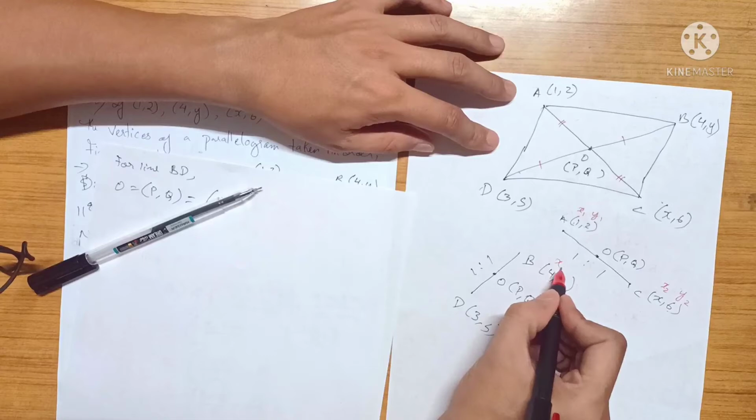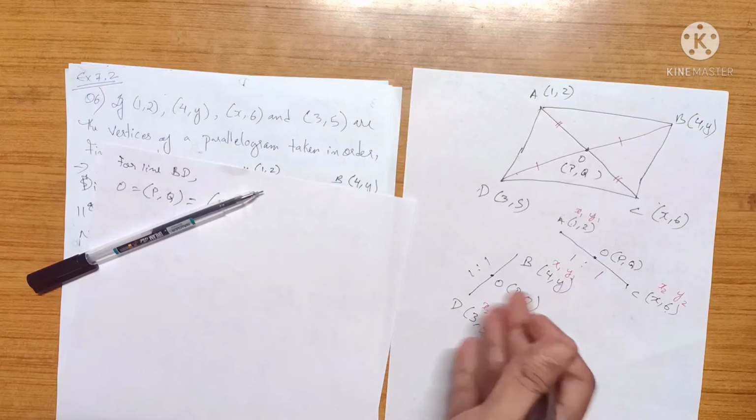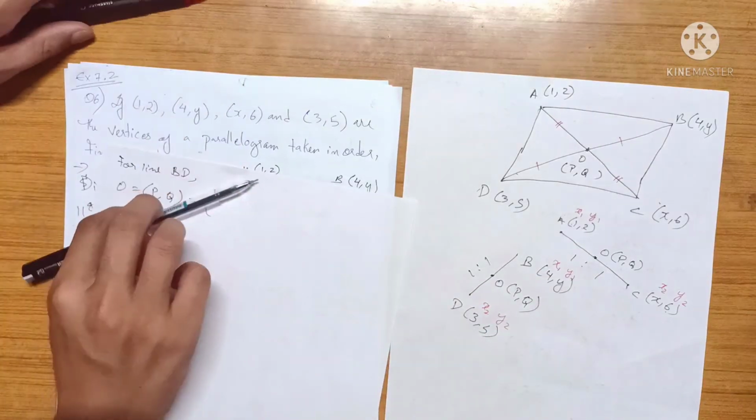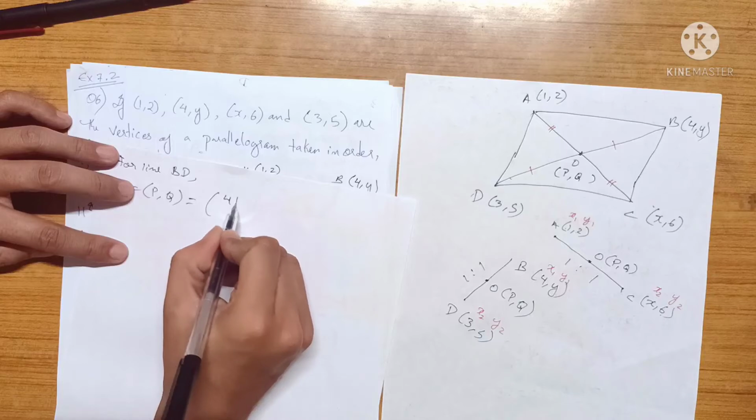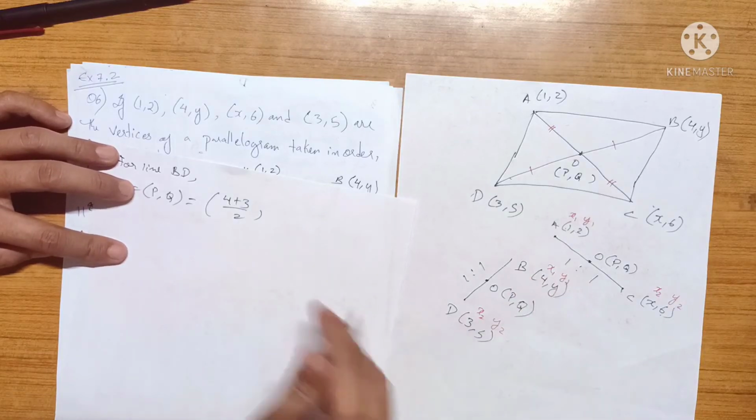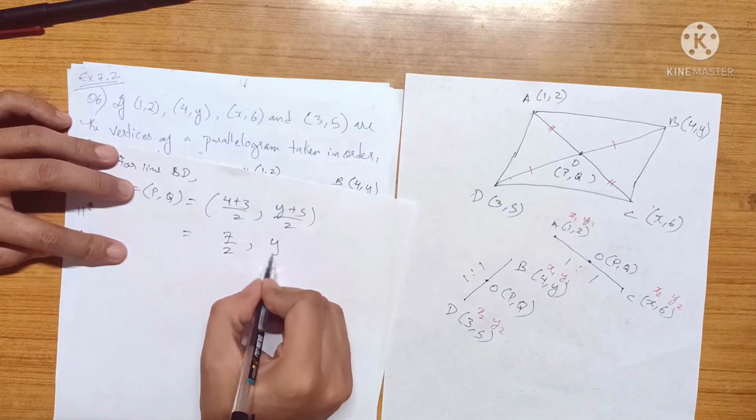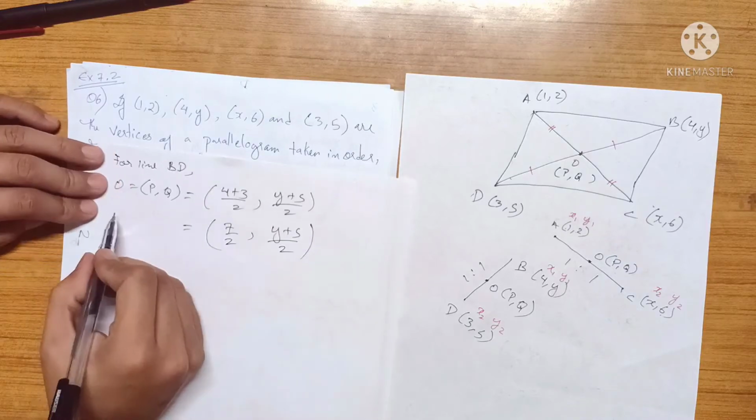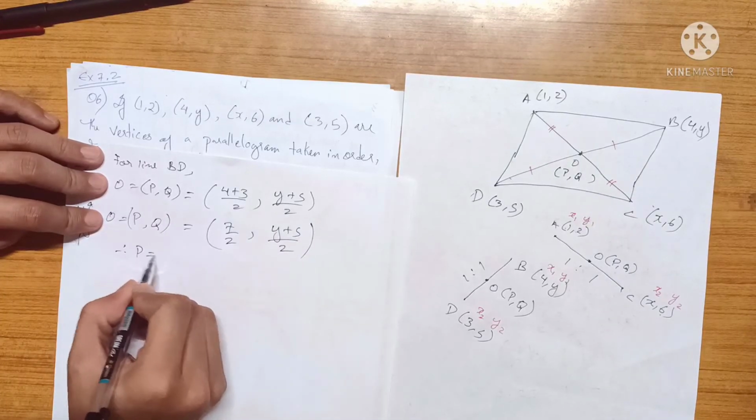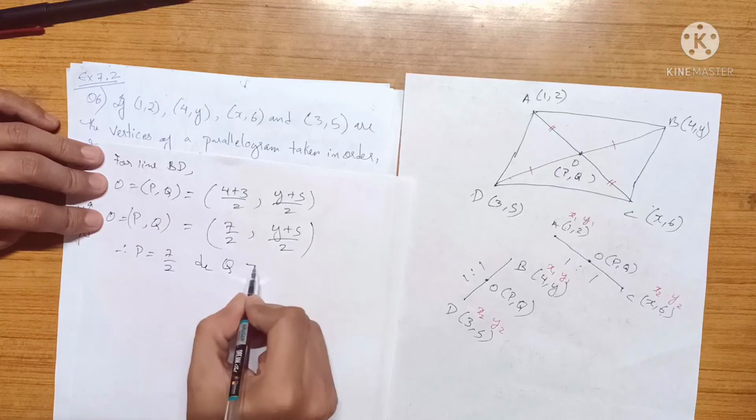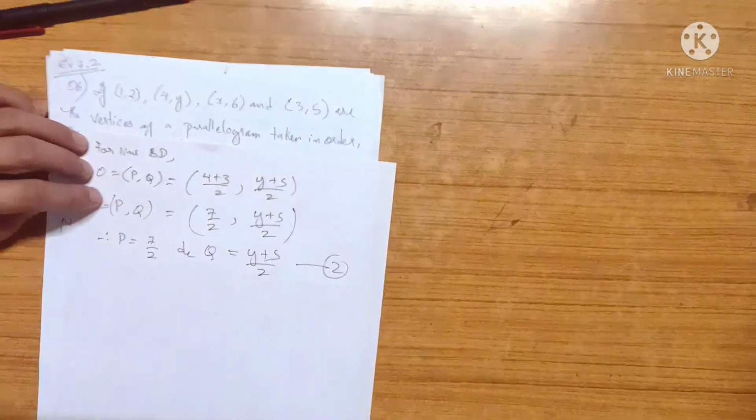In this case, this one is x1, y1, x2, y2. In case you're thinking, sir, that x2, y2 is swapped, yes, it doesn't matter. So 4 plus 3 by 2. We're using the midpoint formula. Next is y plus 5 by 2. So 4 plus 3 is 7 by 2. We cannot simplify this any further, so we'll just keep it as it is. Therefore P equal to 7 by 2 and Q equal to y plus 5 by 2. This is equation 2. Let's keep this aside for the timing.